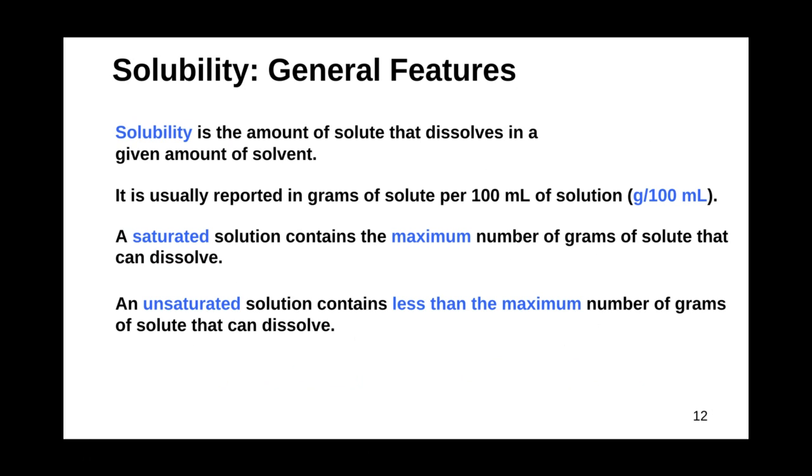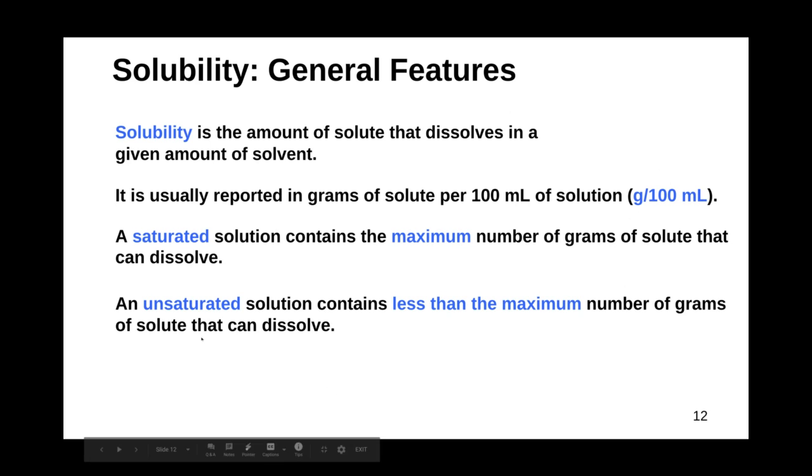Now, this brings us to this term solubility, which is the amount of a solute that can physically dissolve in a given amount of solvent. And so the units here we usually have are in grams of solute per 100 milliliters of solution. So our units end up being grams per 100 milliliters. Now, a saturated solution contains the maximum grams of solute that can physically dissolve. What does that mean? Well, if my solubility of, say, sugar in water is 100 grams per 100 milliliters, a saturated solution of that would be exactly 100 grams of sugar dissolved in 100 milliliters of water.